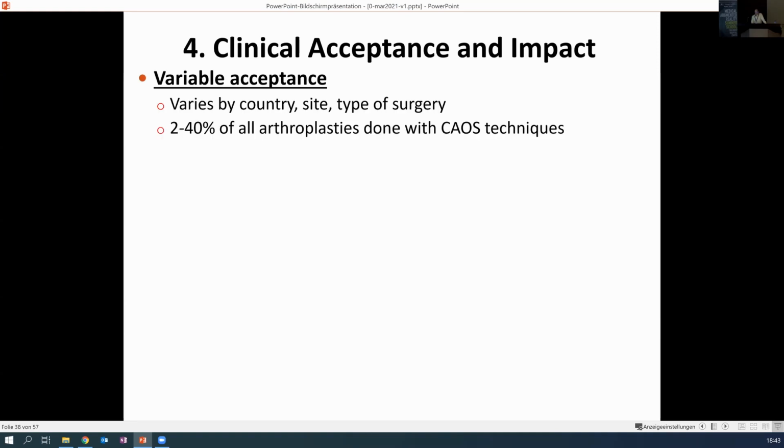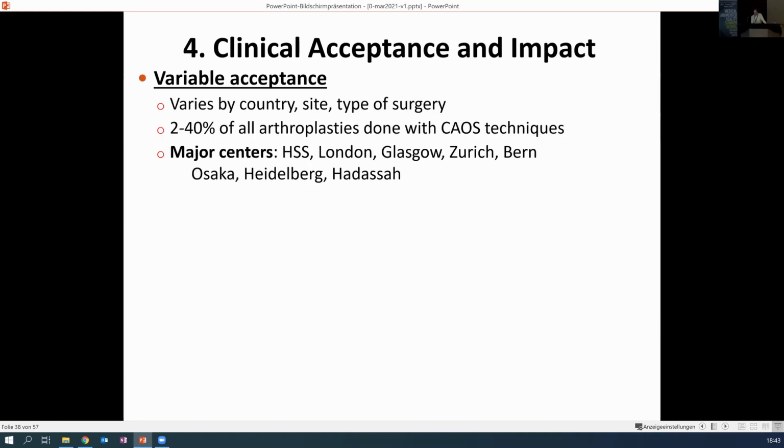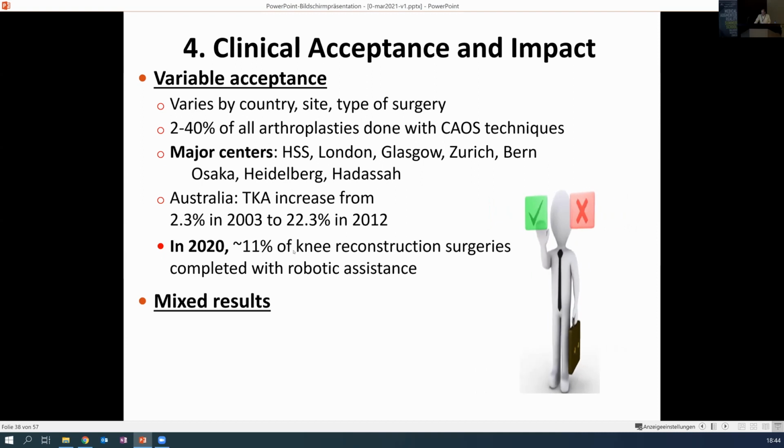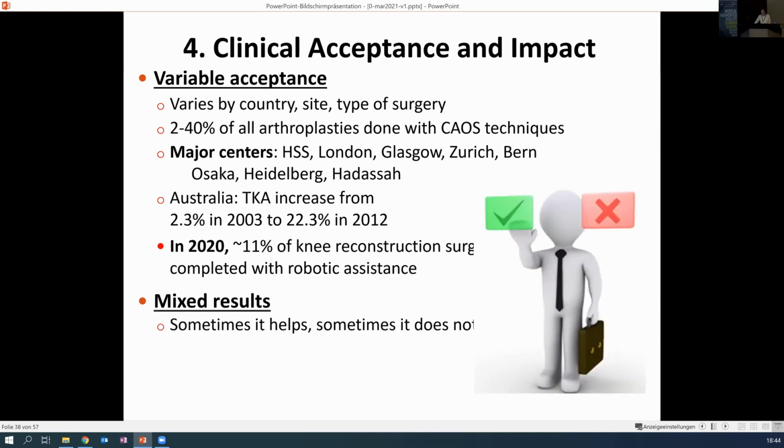I'm going to speed up a little bit here so I can finish on time. We have the clinical acceptance. It was already mentioned that the penetration of this technology is low: 5% at the time we did this survey for knee surgery. I found a more recent paper that says about 11% of knee reconstruction surgeries are completed with robotic assistance. So really you have mixed results.